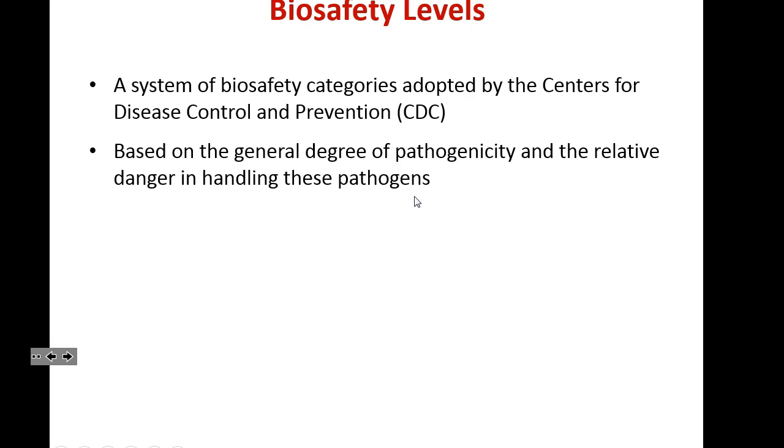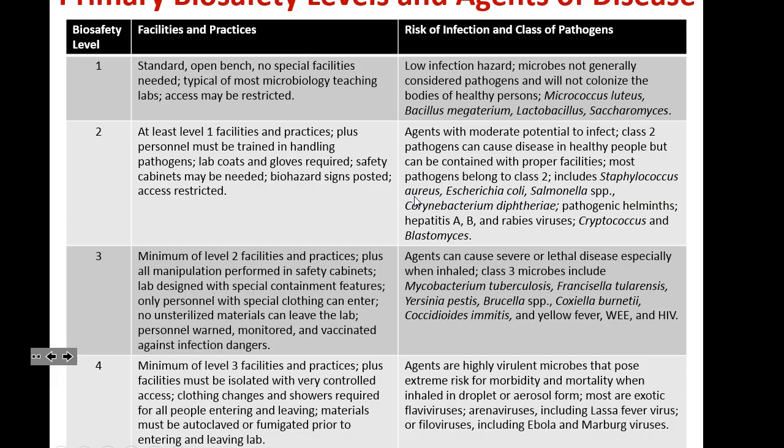All right. A system of biosafety categories adopted by the Centers for Disease Control and Prevention, CDC, based on the general degree of pathogenicity and the relative danger in handling these pathogens. We have biosafety levels. We know in our lab that we only use microbes that are biosafety level what? 1 and 2. Will we ever use any BSL 3 or 4 in our lab? No.